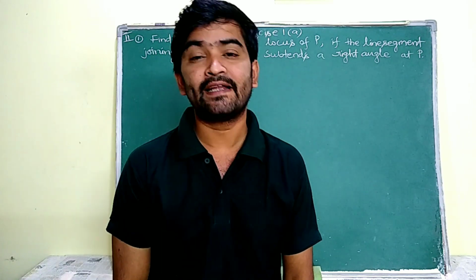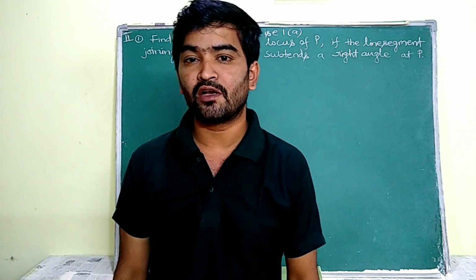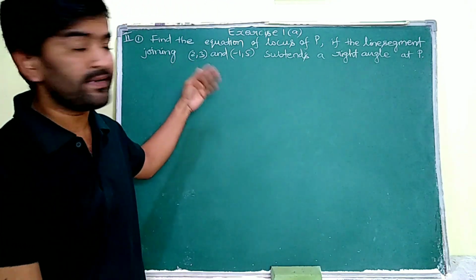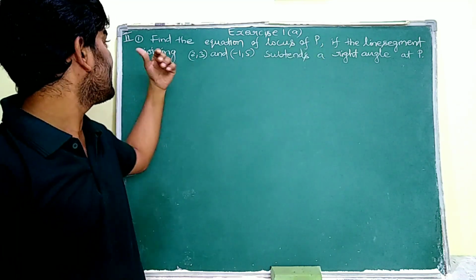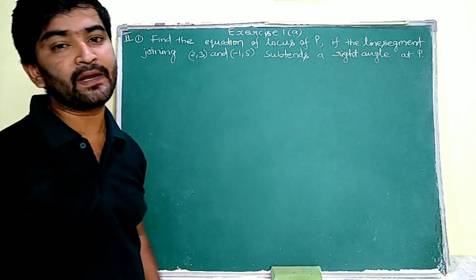In this video we are going to discuss Exercise 1A, Section 2 of the locus chapter. In Section 2, the first problem is: find the equation of the locus of P if the line segment joining these two points subtends a right angle at P.